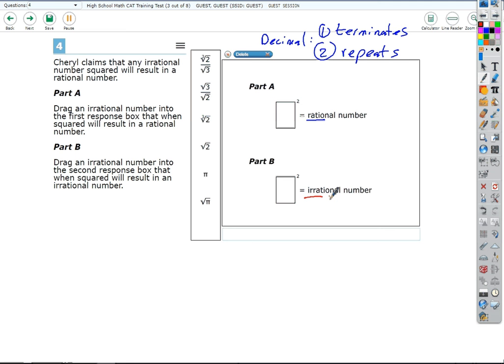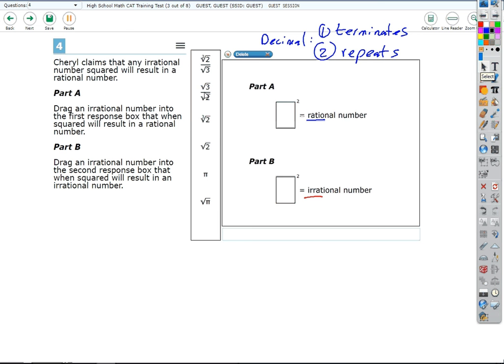So then she's making this claim that any irrational number, if I square it, becomes rational. So part A says drag an irrational number into the first response box that when squared will result in a rational number. So her statement is true. So give me an example where her statement is true. What's probably the easiest one that we could drag up here so that it starts off irrational, but when we square it, it becomes rational?